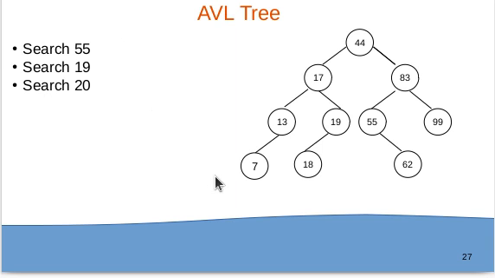Search is as we search in a binary search tree. So like 55, we have to search 55, so 55 is greater than 44, so this way, 55 is less than 83, so this way 55 is here. When we search 19, 19 is less than 44, greater than 17, so 19 is here. When we search for 20, less than 44, greater than 17, greater than 19, so there is no right child, so there is no 20 present in this tree. So in this way we can search in an AVL tree.